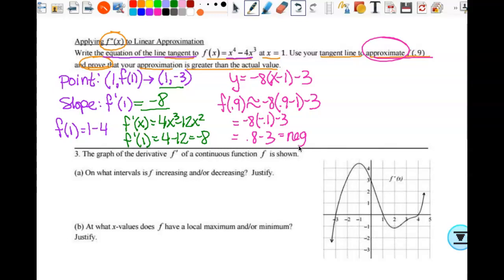And the actual number is irrelevant. We just care that it's negative at this point. We all good with that? Okay, so let's talk about how we can use this approximation to prove that it's greater than the actual value. Well, they kind of gave us a hint that it's applying f double prime to linear approximation.